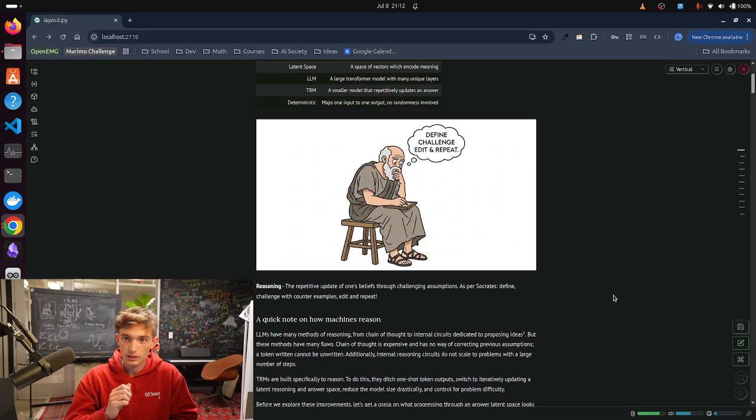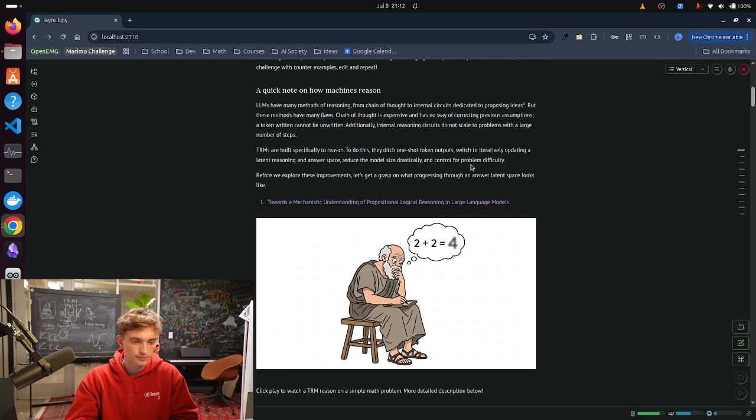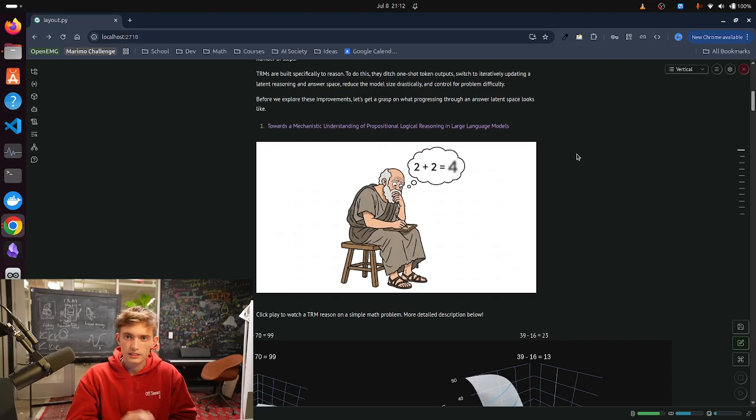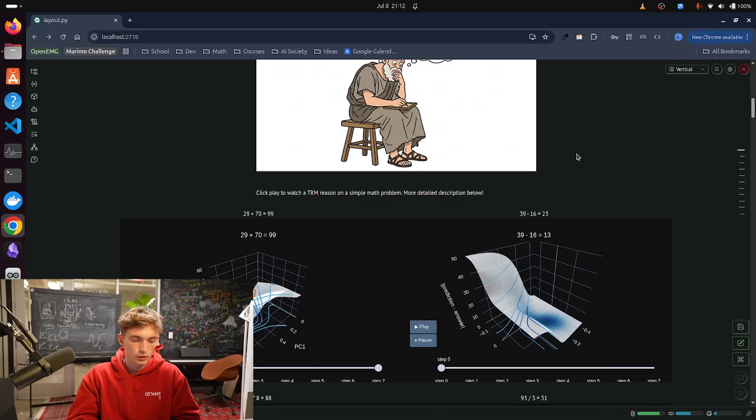So reasoning is very important. Reasoning is the repetitive refinement of a solution. So define, challenge, edit, repeat, as Socrates put it. Probably not that same word, but so a quick note. LLMs do chain of thought reasoning. They have internal reasoning circuits, but neither of these are great. So tiny recursive models are built from the ground up to reason.